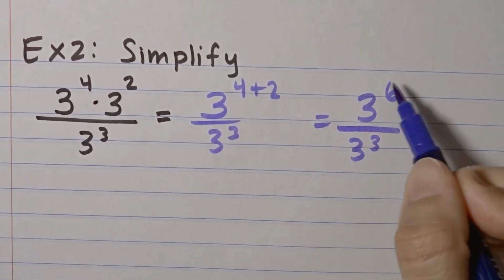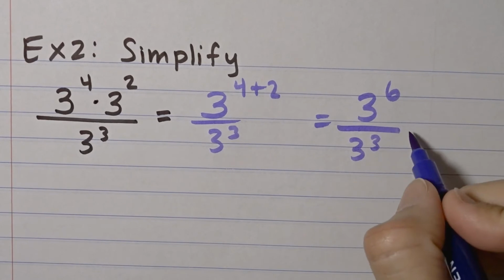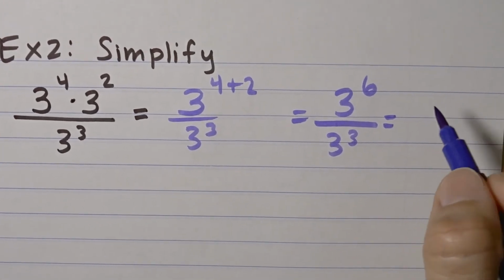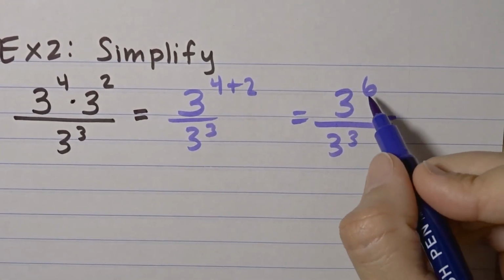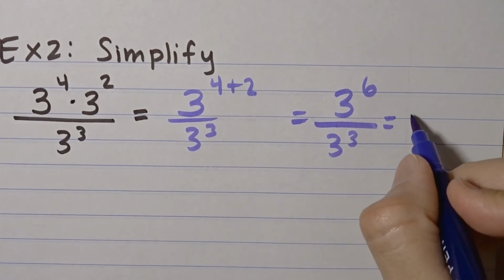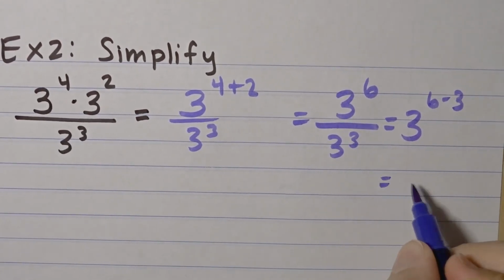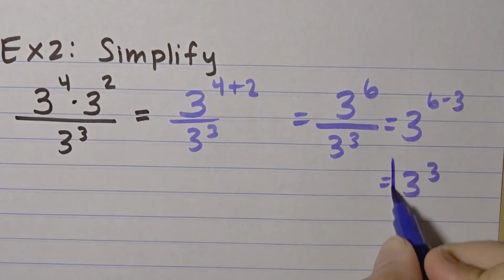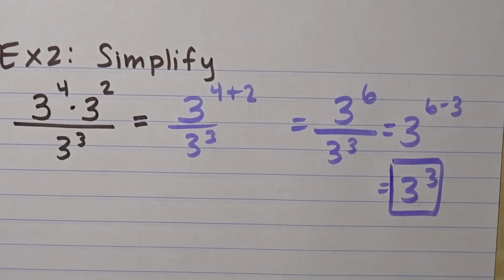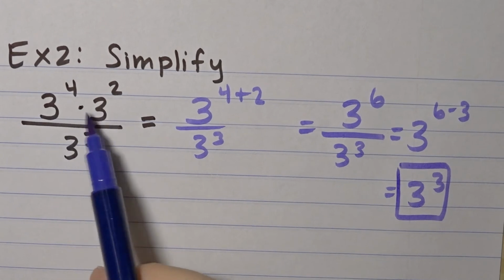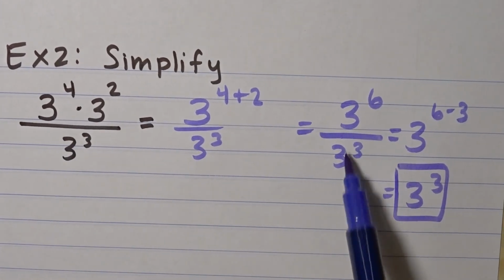So now this looks like a quotient problem. Quotient of powers says 6 take away 3. And I know that 6 take away 3 is 3. Okay, so notice we used the product of powers here and the quotient of powers here.